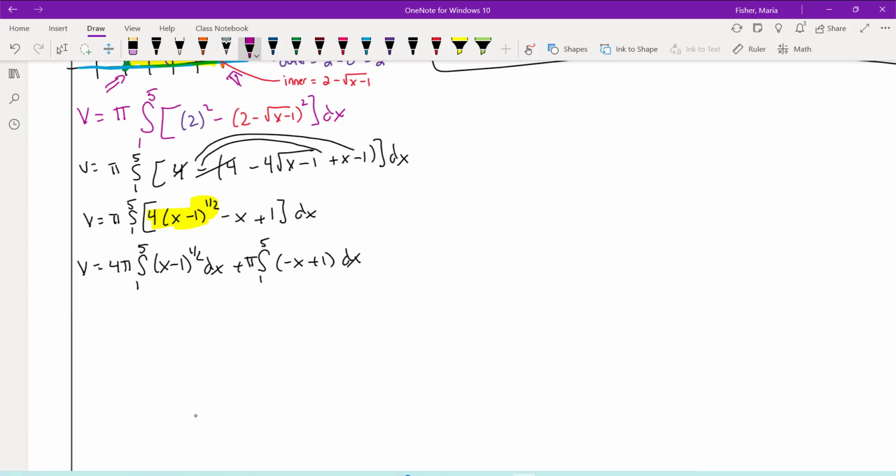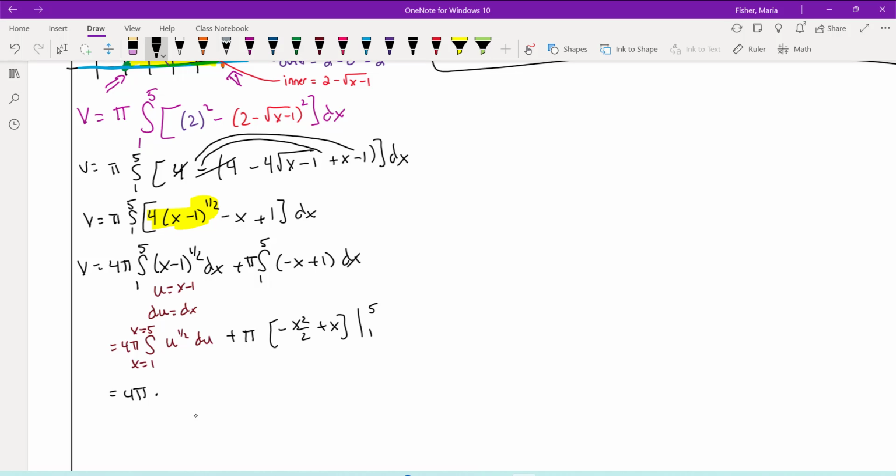Here, if I'm using a u sub, if u is equal to x minus 1, your du is equal to dx, which is perfect. That's what you have. So this is really the integral from x equal 1 to x equal 5 of u to the 1/2 du. Over here, if I go ahead and integrate, I'm looking at negative x squared over 2 plus x, and that gets evaluated from 1 to 5.